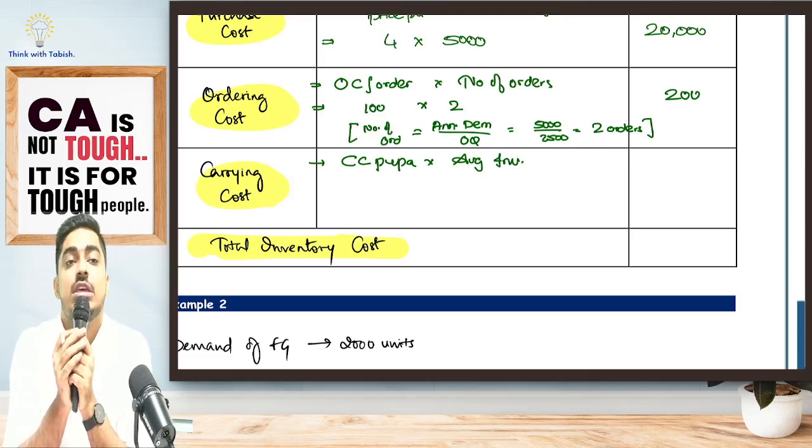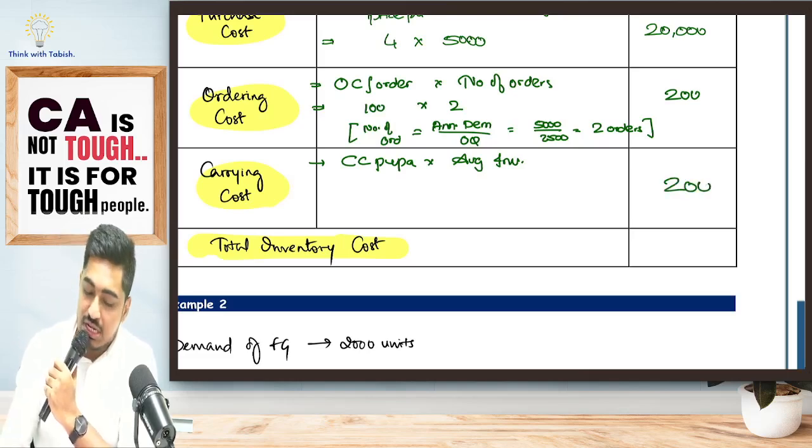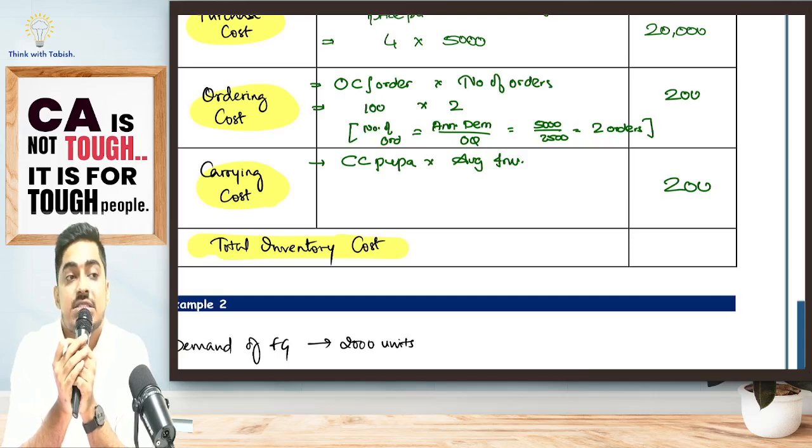Now tell me one thing, students. We are at EOQ. Yes or no? So even if I don't do my calculation, can I put 200 here as the carrying cost? Will my answer still be right? Yes, sir, because I'm at EOQ.